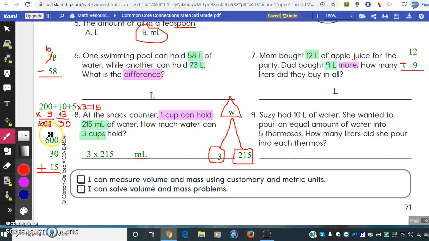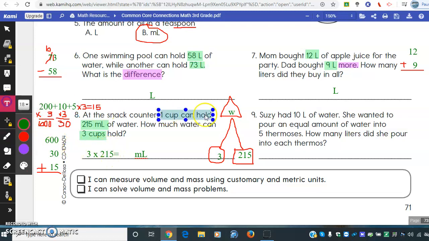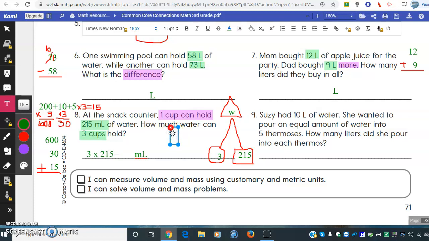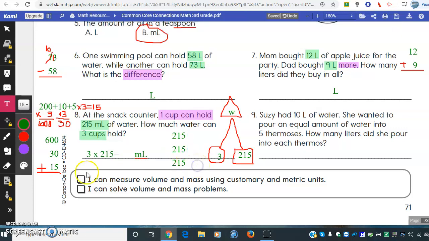See what you get. Now, there is another way to do it if you are so inclined. You could just add 3 215s. You could add that 3 times. It would look like this if you did it. I can put you here. 215 plus 215 plus 215. That would also work, everybody.